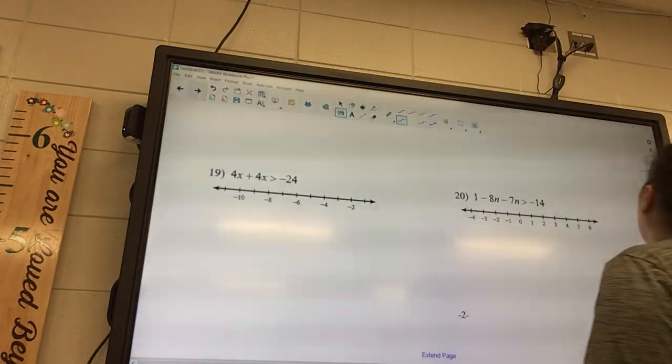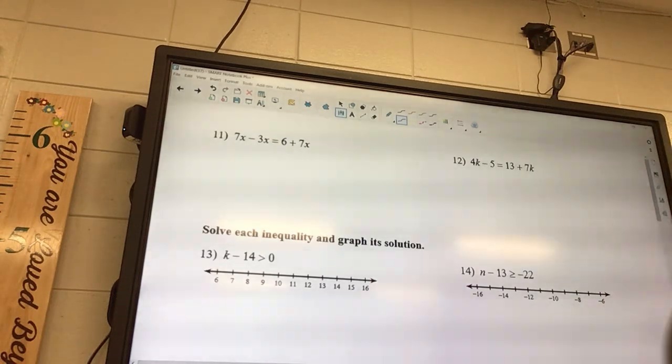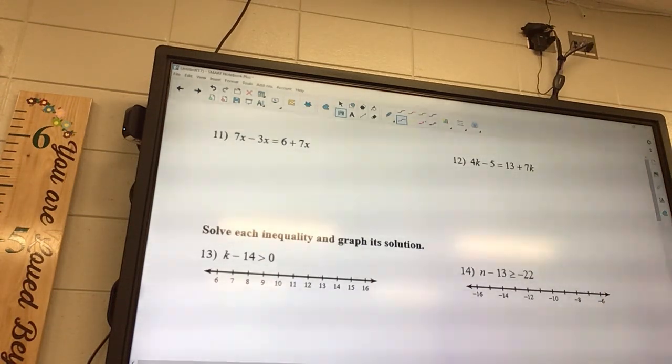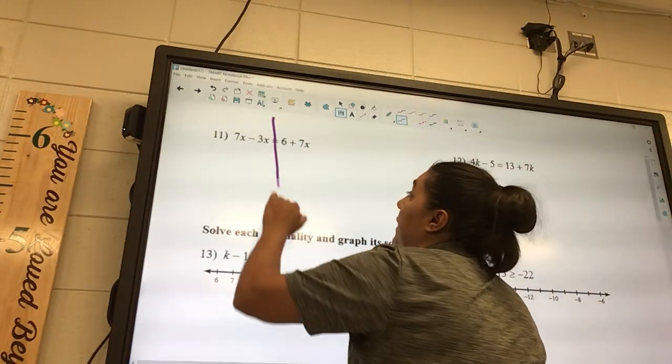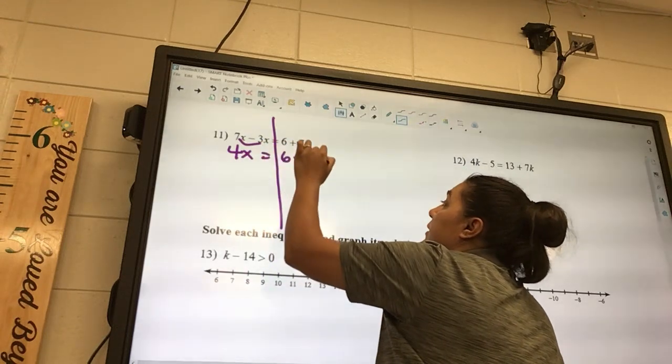Okay, these ones are all these graphs, so I've got to do number 11. Are there parentheses? No. Okay, and then can we combine? Is there anything you can combine? Yeah, 7 and negative 3, so 7 minus 3 is gonna be 4x equals 6 plus 7x.